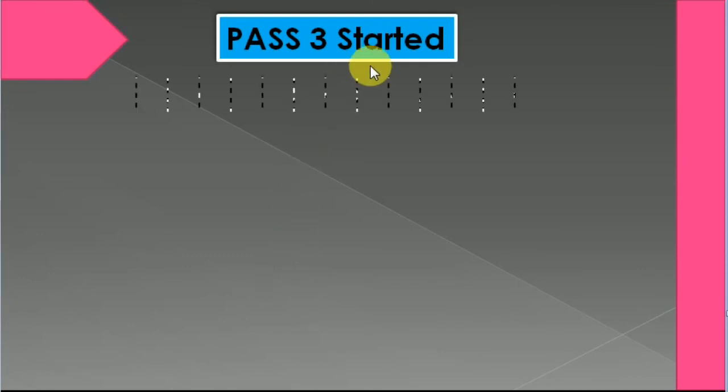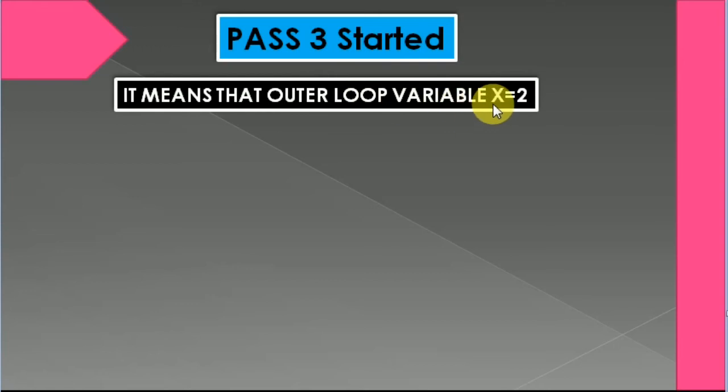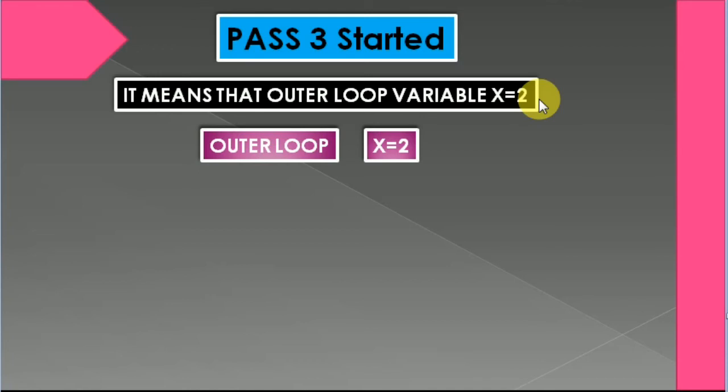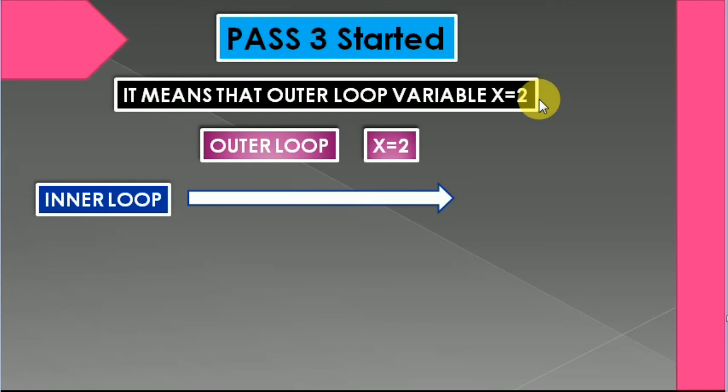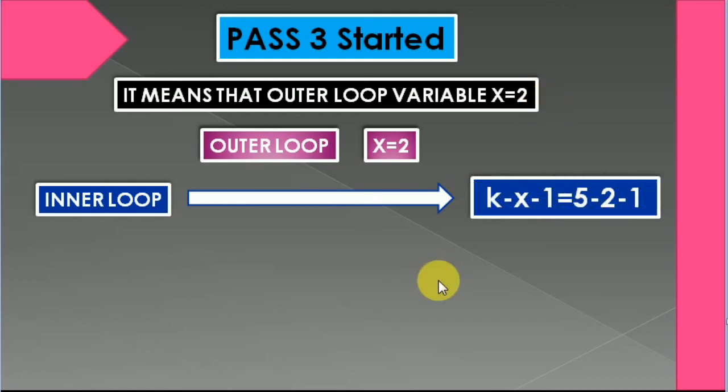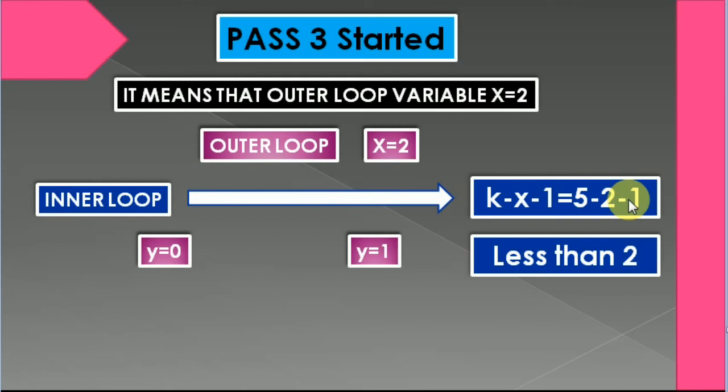It means that the outer loop variable x is at 2. So x is now at the second index number. So the inner loop value is going to be from 0 to k minus x minus 1. That means 5 minus 2 minus 1. Means y is going to work for 0 and 1. Why? Because the value is going to be less than 2. It will start from index 0, then it moves to 1 only. It means two numbers are going to be checked.